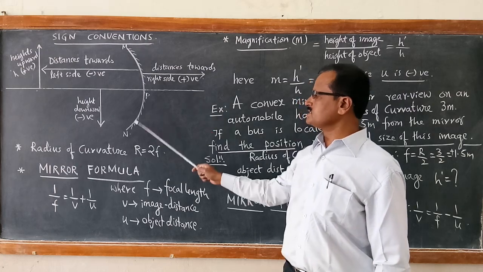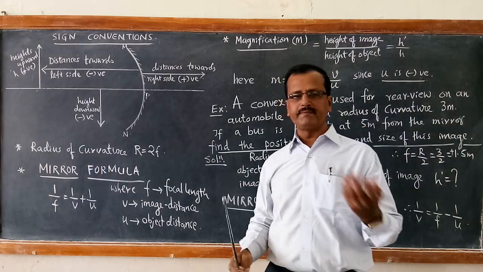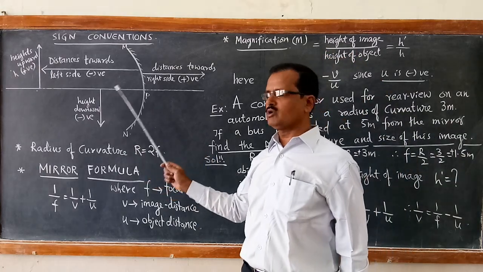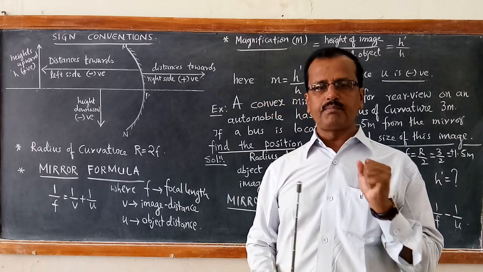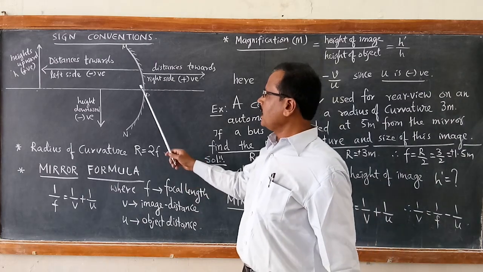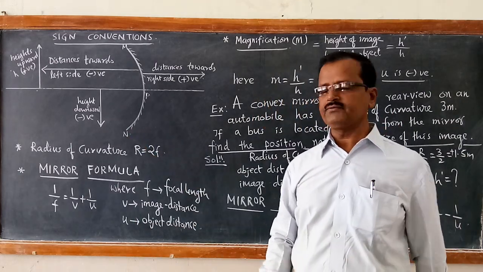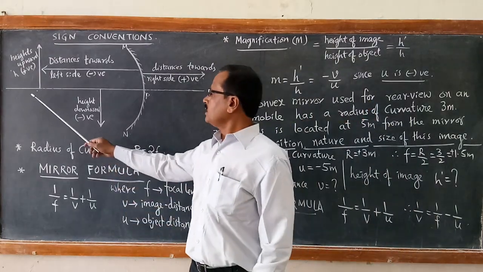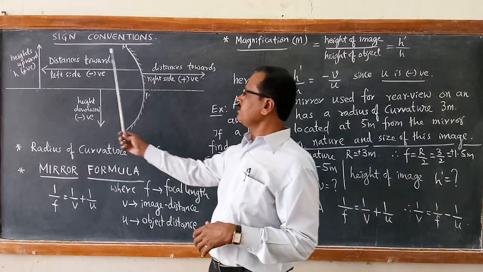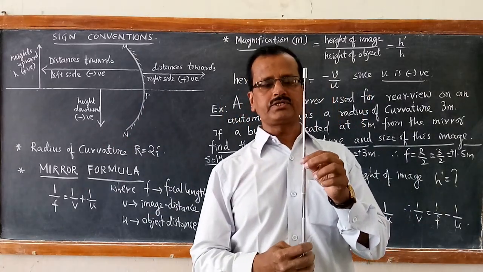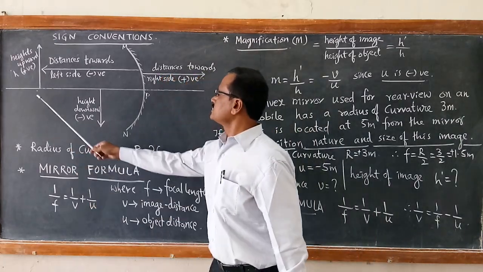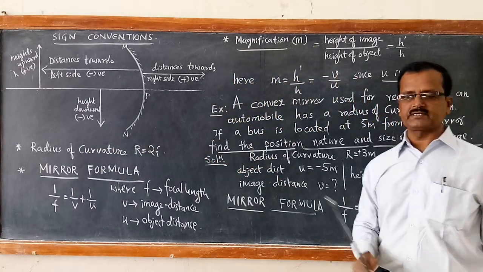See, suppose this is a mirror. MN represents a mirror, let it be a concave mirror or a convex mirror. P is the geometrical center, and it is called the pole of the mirror. The object should always be kept towards the left side of the pole. The reference axis on which we keep the object upright, we call it the principal axis.